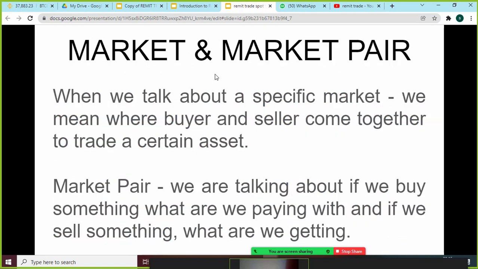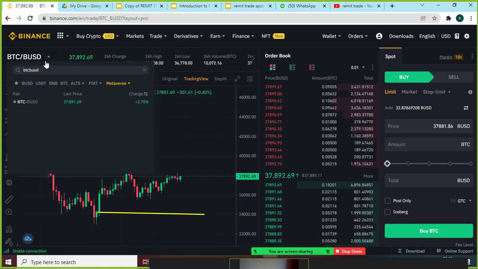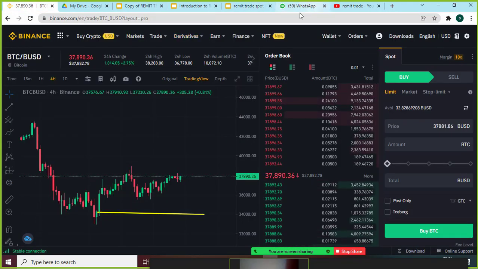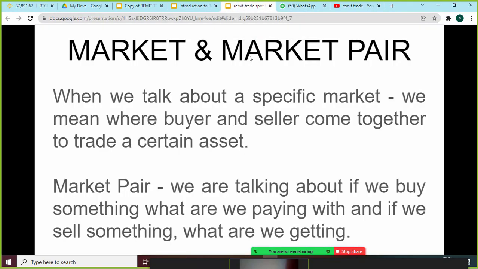Now, markets and market pairs. When we talk about markets and market pairs, we are looking at something very unique in the cryptocurrency market and also in the financial market. Now, when we talk about a market, we are referring to where buyer and seller come together to trade a certain asset. That's what we're talking about. So the cryptocurrency market is not an exception.